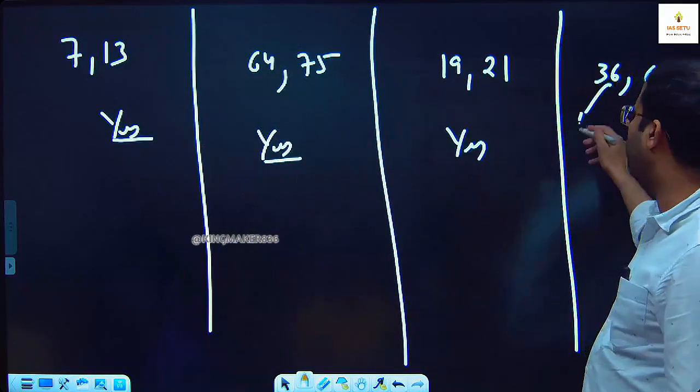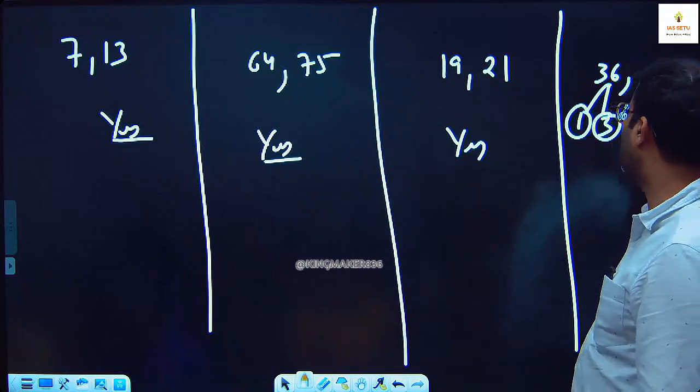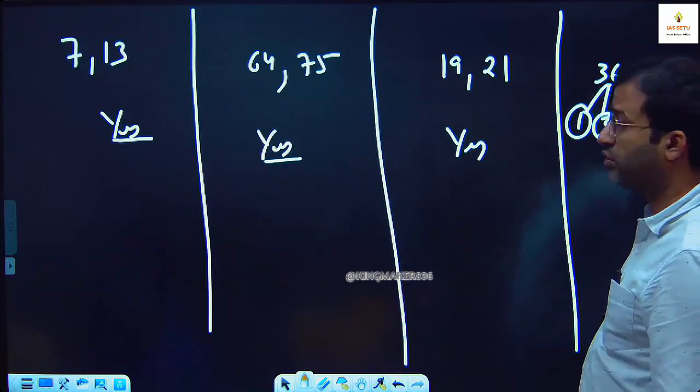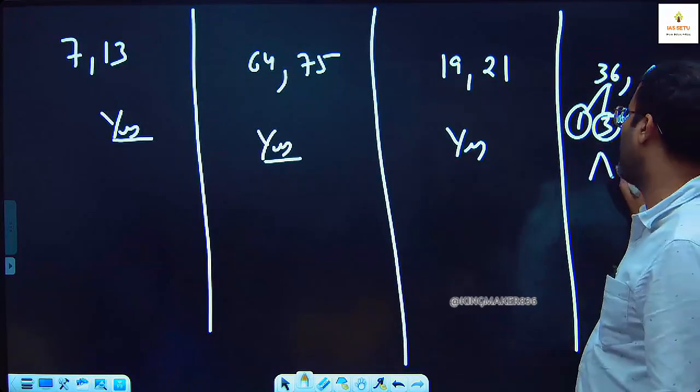Here you get common factors 1 and 3, there could be more, but 1 and 3 are there. It is divisible by 1 and 3. It is also divisible by 1 and 3. Since they have more than one common factor, so no.